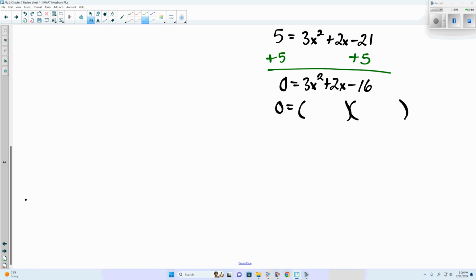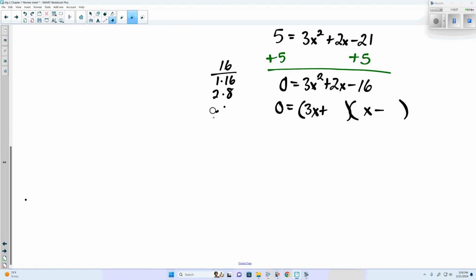And if we do get one nice number and not 2, we'll have to factor it. 2 sets of parentheses with 3 spaces. There is no greatest common factor, so we can't factor anything out. Since the third term is negative, our signs are opposite. Factors of 3x squared, well, x squared would be x and x, 3 and 1. Factors of 16: 1 and 16, 2 and 8.